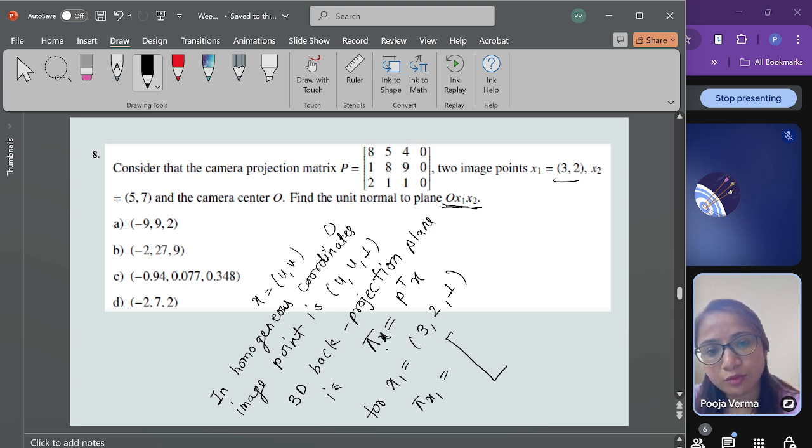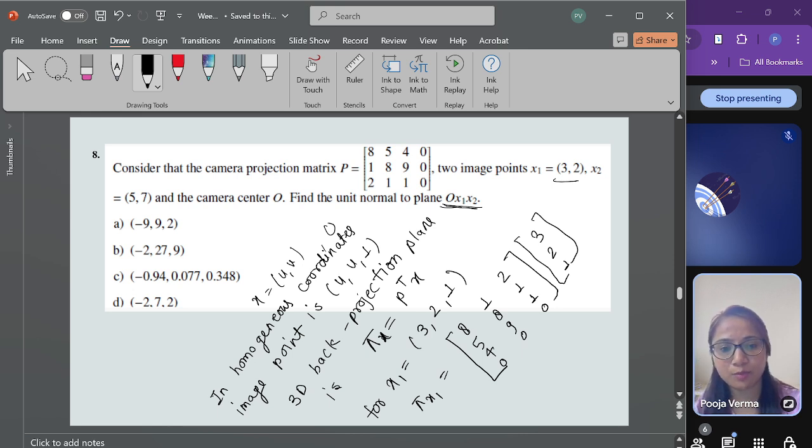First we take the transpose of the matrix P, so P transpose is 8, 5, 4, 0; 1, 8, 9, 0; 2, 1, 1, 0, multiplied with (3, 2, 1). From here you will get pi x1. Similarly, we have to calculate pi x2, or you can call them phi 1 and phi 2, whatever is suitable for your understanding. Can you calculate and let me know the values of the matrix?